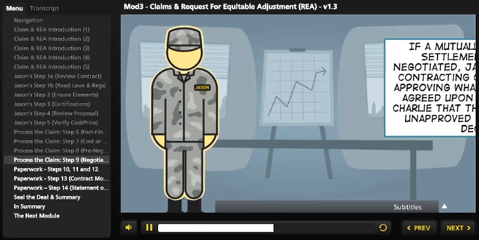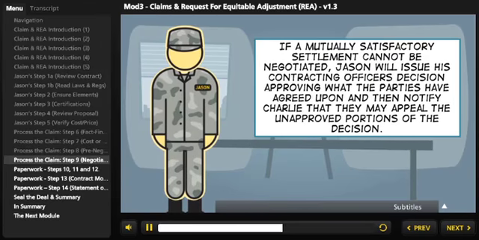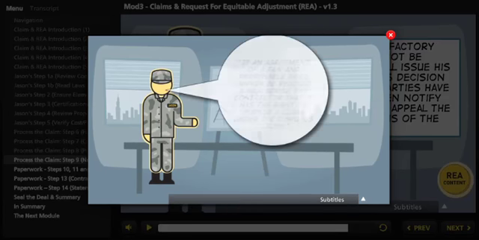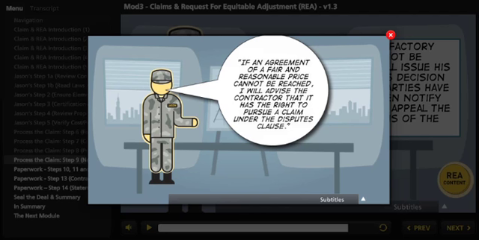If a mutually satisfactory settlement cannot be negotiated, Jason will issue his contracting officer's decision approving what the parties have agreed upon and then notify Charlie that they may appeal the unapproved portions of the decision. If an agreement of a fair and reasonable price cannot be reached, Jason will advise the contractor that it has the right to pursue a claim under the Disputes Clause.